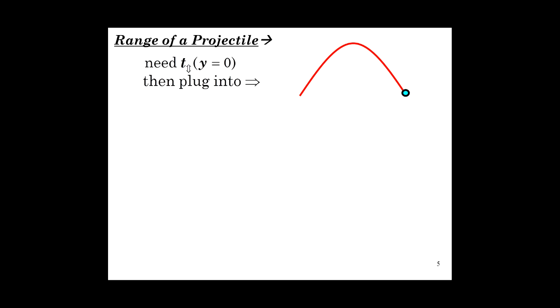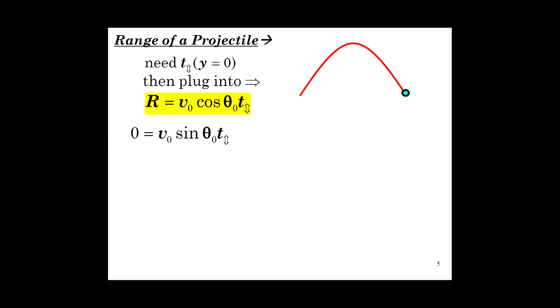And now a more advanced formula for the range of a projectile. Likely you've seen this in your first year of physics. So here is a projectile starting and ending at the same position, which is going to be y equal to 0. So we need the time of the entire flight from y equal to 0 to y equal to 0. Then we'll plug into the basic range equation, which is how fast it's going in the x direction, times that total time.